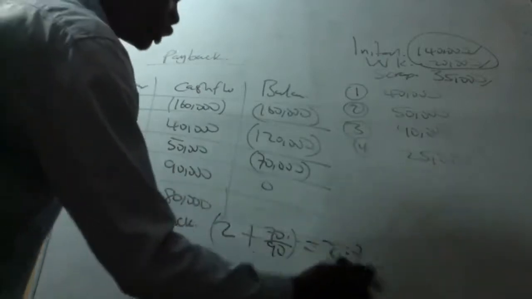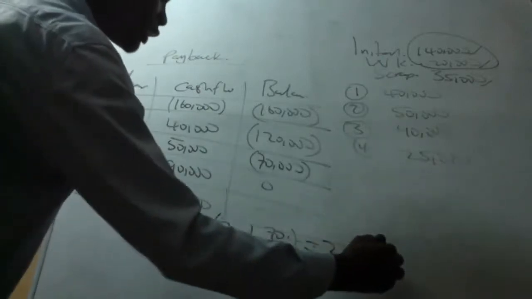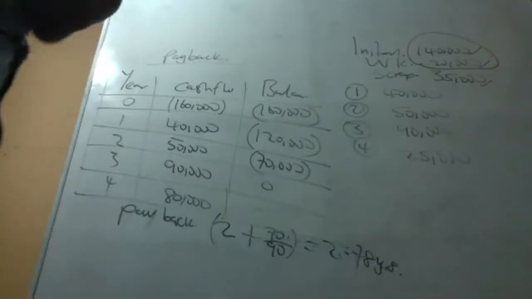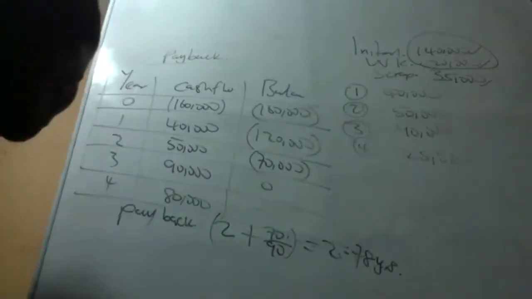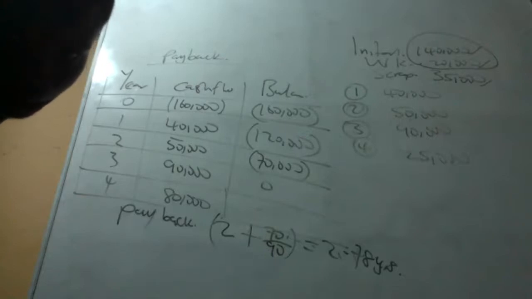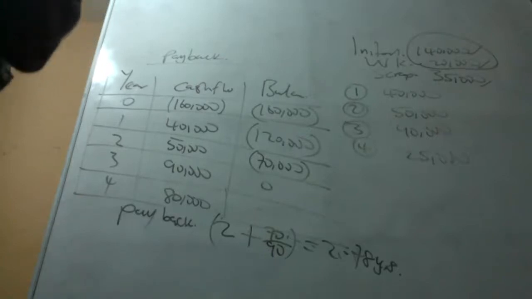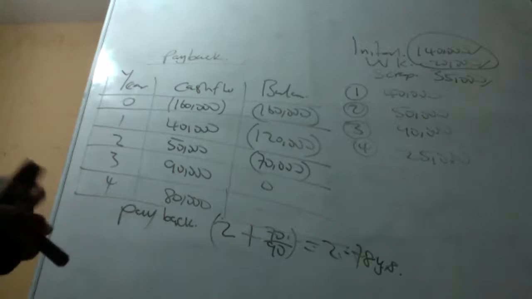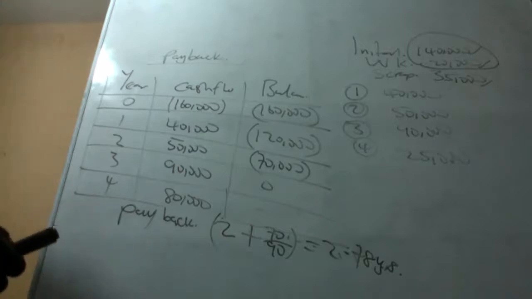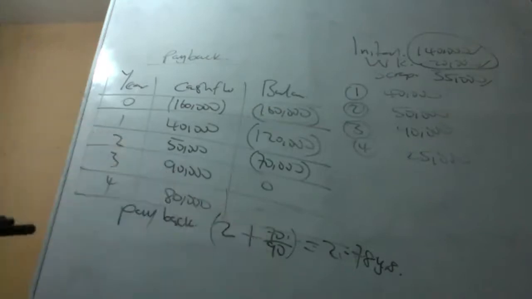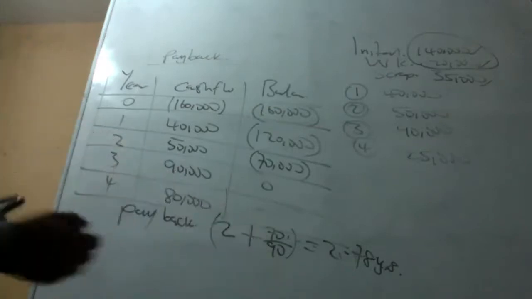2.78. Yes, 2.78 years. 2.7, 2.7. Huh? 2.6 years. Wow. Yeah, so to be 70 over 80, 90, right?